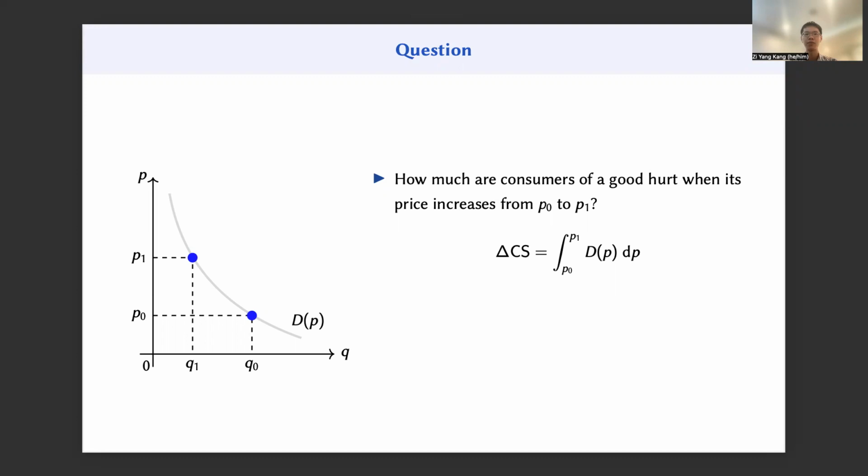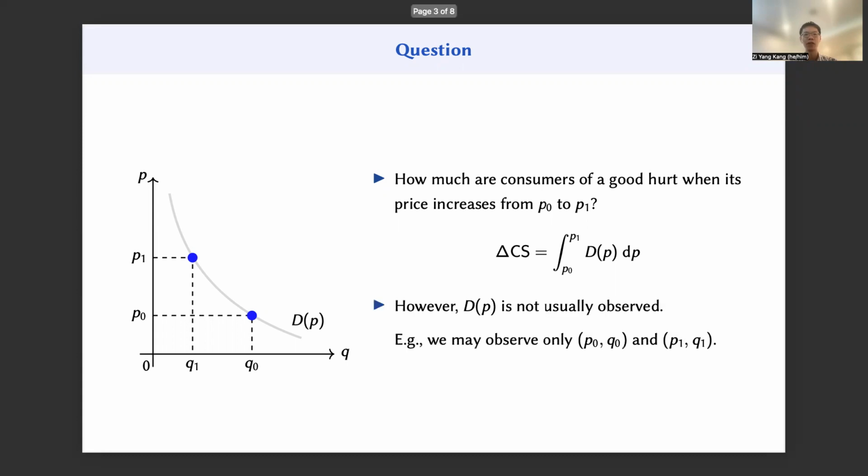The answer, which can be found in every introductory economics textbook, can be found by evaluating the area below the demand curve. Of course, this answer assumes that the demand curve is observed, which doesn't hold in many empirical settings.